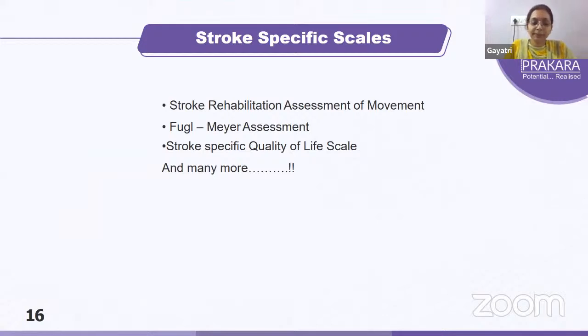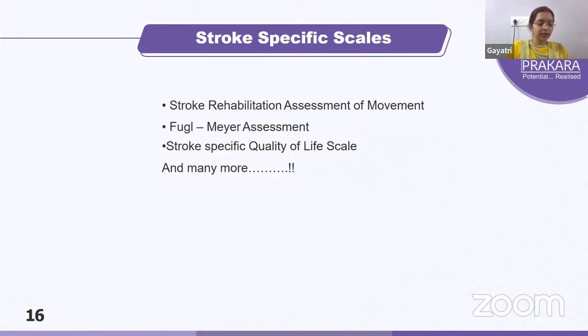The last slide for today, we have stroke specific scales where there are many, but I have just got basic important scales for you to understand that even if you don't test for all the others, test for these and you will know the improvement. STREAM is known to be the first, the earliest, and the most widely used scale before Fugl-Meyer. STREAM has been very, very easy to administer. Today you have modified STREAM also. STREAM itself is very easy.